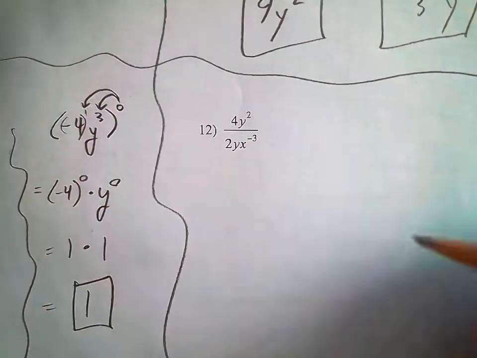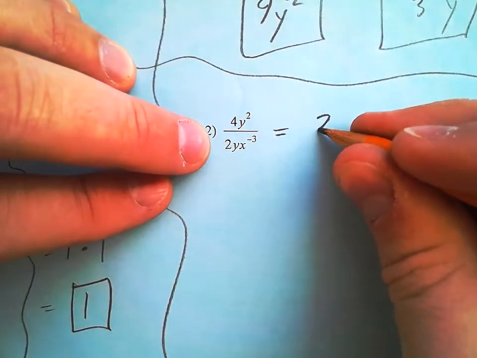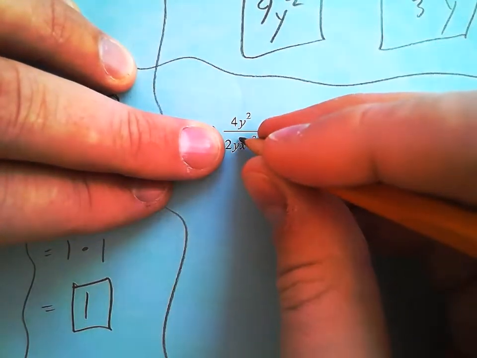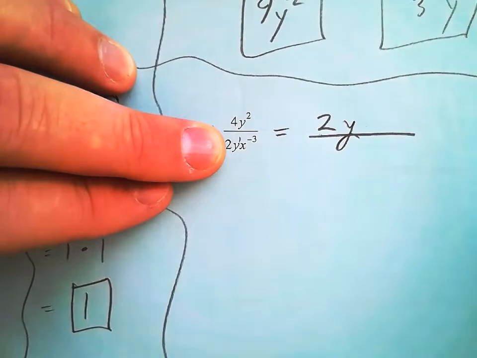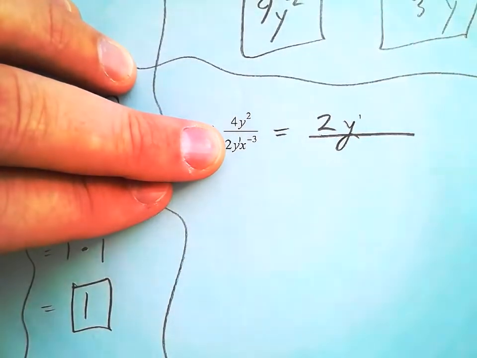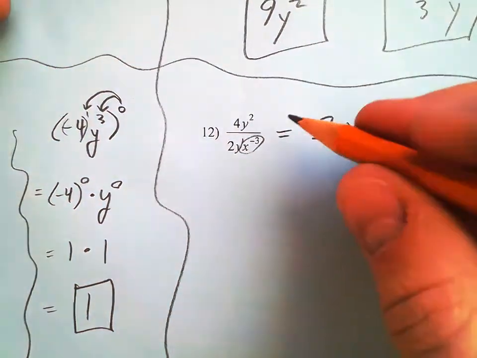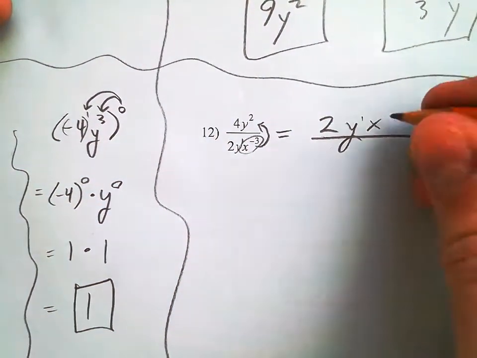Okay, number 12. 4 over 2. What's 4 divided by 2? 2. Y squared over y. If you want, you can write y to the first to help you with that. It's going to be a y on the top to the first, if you'd like. X to the negative 3. It's a negative exponent, so it flips up to the top. We talked about that. X to the third.